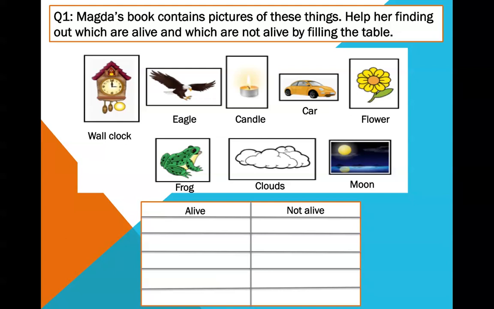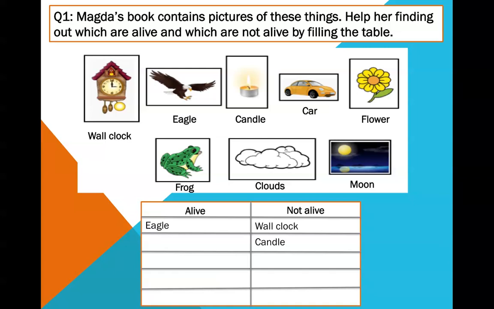Let's start with the wall clock. Do you think a wall clock is alive or not alive? Of course it's not alive, because the wall clock doesn't follow any of the life processes. How about an eagle? An eagle is alive because it follows the life processes. Now let's think of a candle. A candle can be a good light source, but do you think a candle is alive or not alive? A candle is not alive.